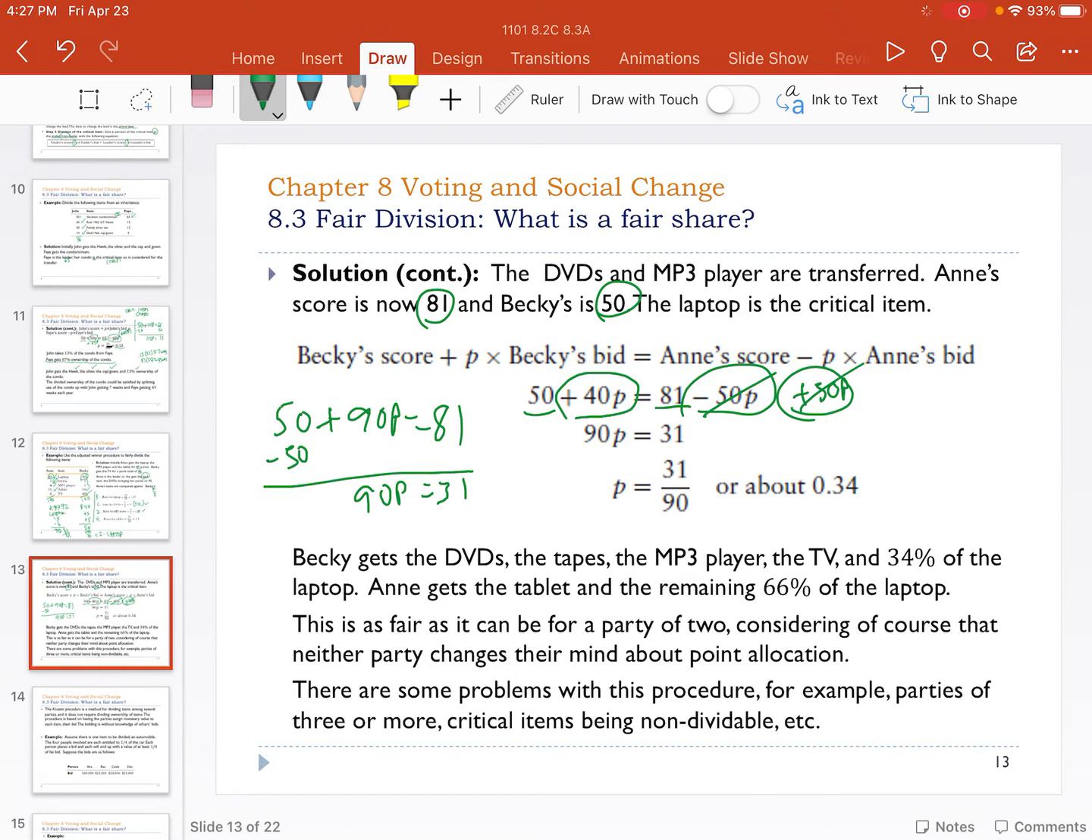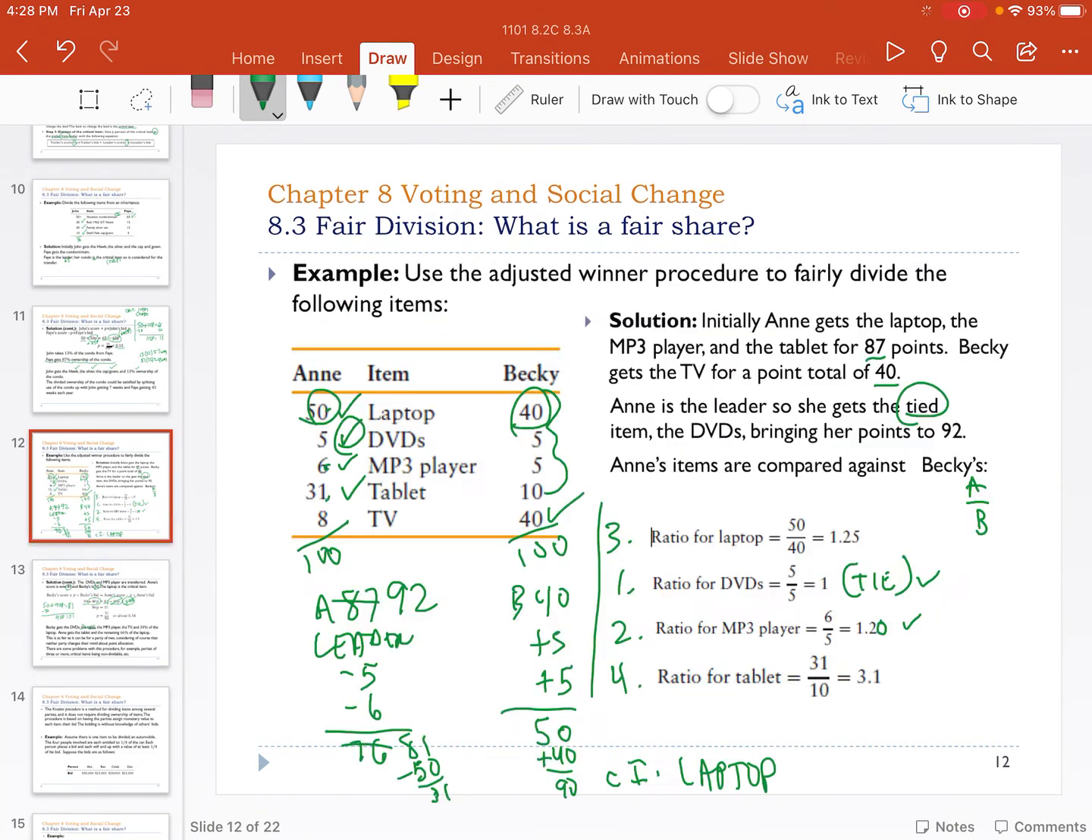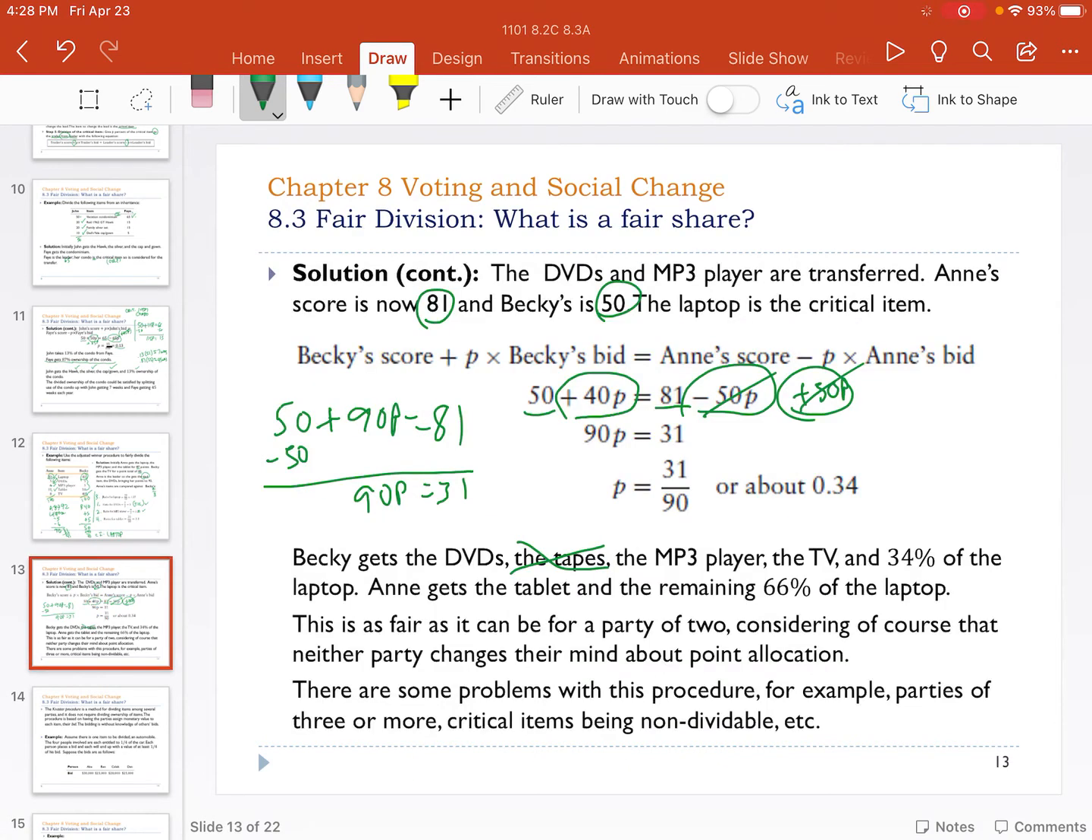And that's what they say too. So when you take 31 over 90 and round to 2 decimal places, that means Becky gets what she got, the DVD. This is a mistake. Somehow they put tapes in. That's an old reference that doesn't matter. Anyway, she got the DVDs, the MP3 player, the TV, and 34% of the laptop.